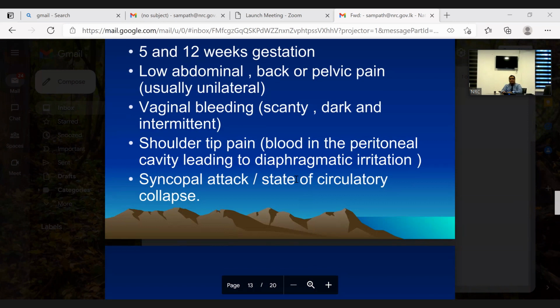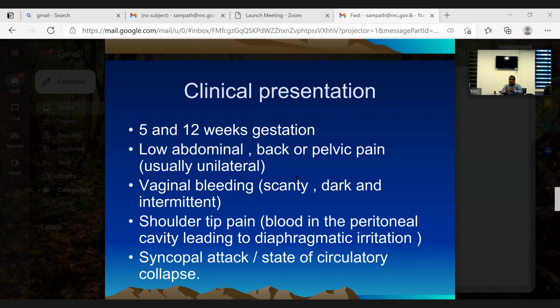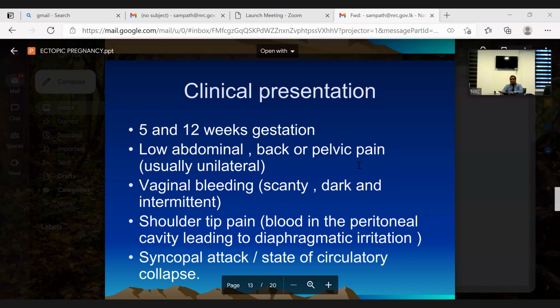Clinical presentation: it's an early general presentation because the tubes cannot expand, at 5 to 12 weeks gestation, with lower abdominal backache or pelvic pain, usually unilateral. And vaginal bleeding: due to the drop in hormone, the endometrium starts shedding. It's scanty, dark, and intermittent, the prune juice kind of thing, right? These 2 symptoms are the early symptoms.